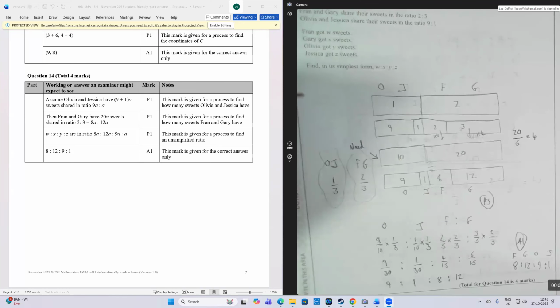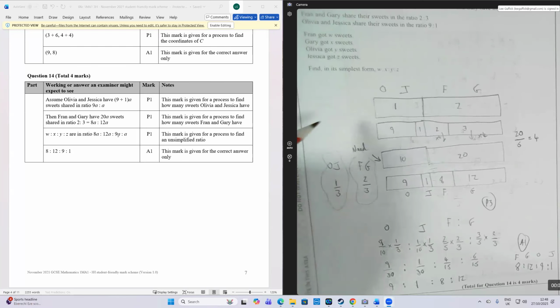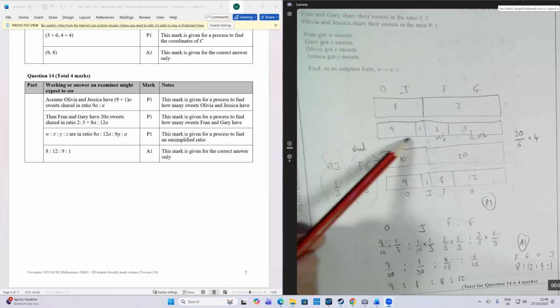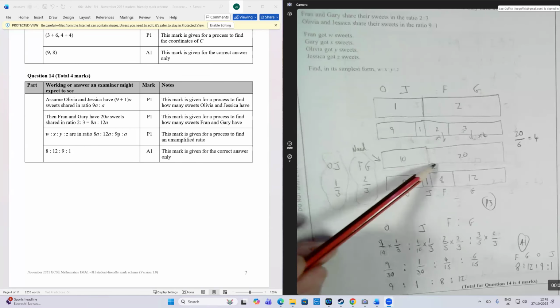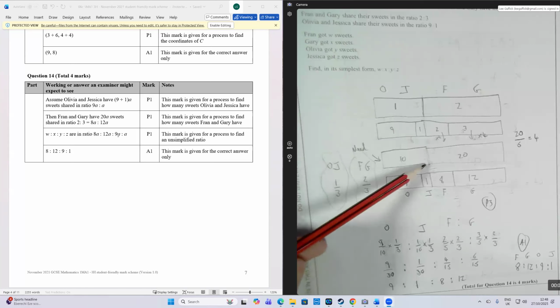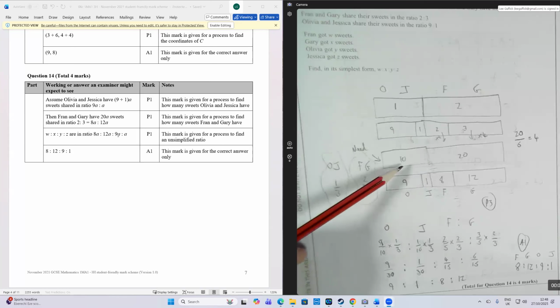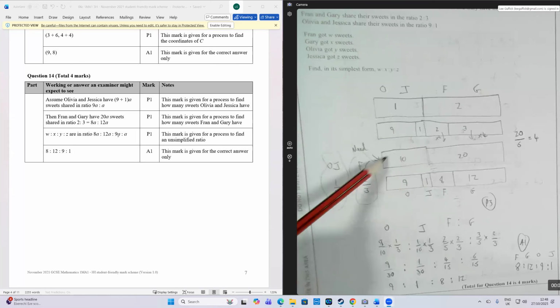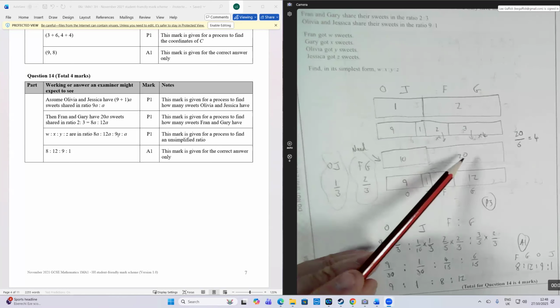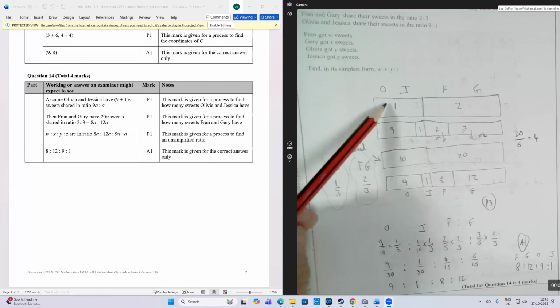So now let's have a think about where we're going to go from here. Let's assume that Olivia and Jessica had 10 sweets that they were sharing between them, and that Olivia had 9 of them and Jessica had 1. That just makes life easy because it doesn't matter what multiple we have, because we're just aiming for the ratios. Well, that means that if they had 10 sweets altogether, then Fran and Gary must have had 20 because it's the ratio 1 to 2.